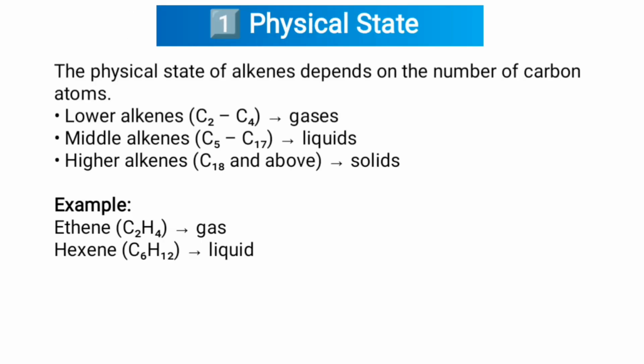The first one is physical state. The physical state of alkenes depends on the number of carbon atoms. Lower alkenes from carbon 2 to carbon 4 are gases. Middle alkenes from carbon 5 to carbon 17 are liquid. Higher alkenes, carbon 18 and above, are solid. Example: ethene, C2H4, is a gas; hexene, C6H12, is a liquid.